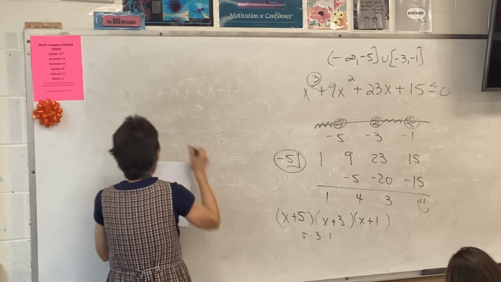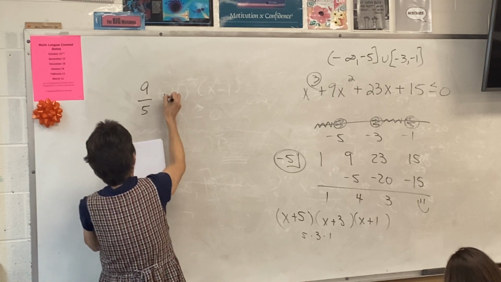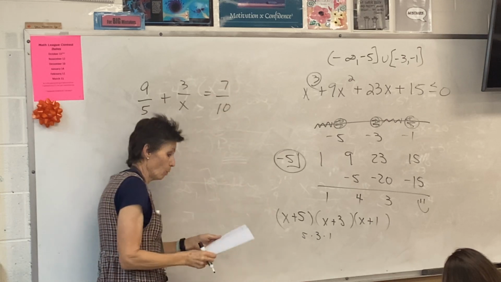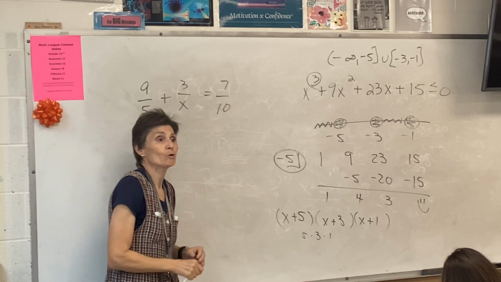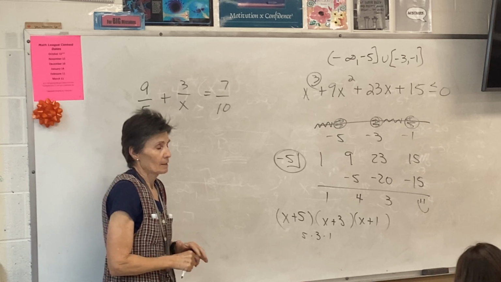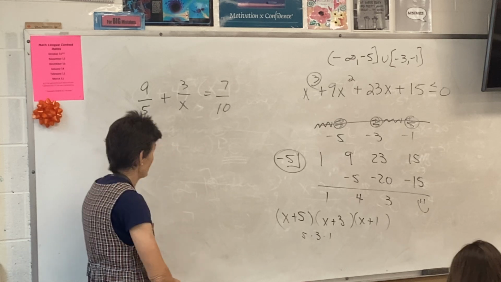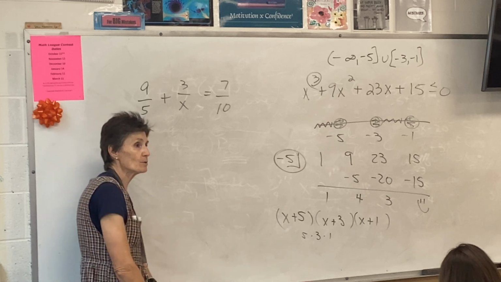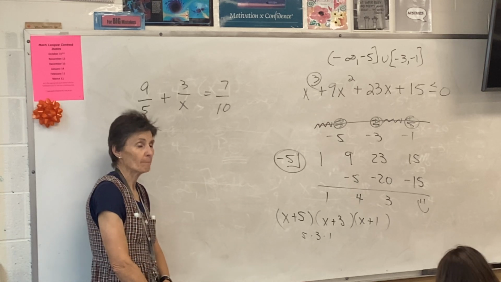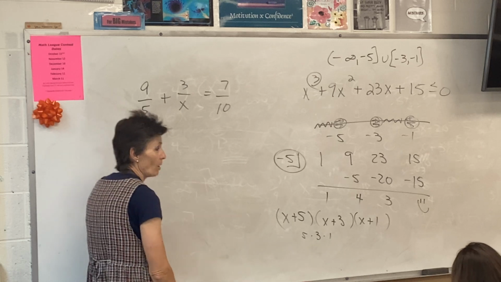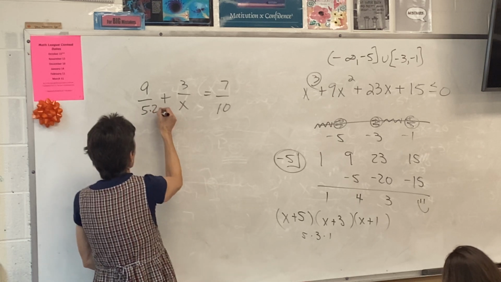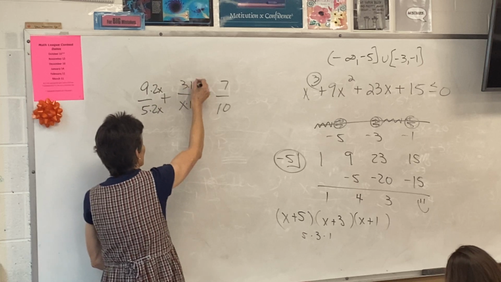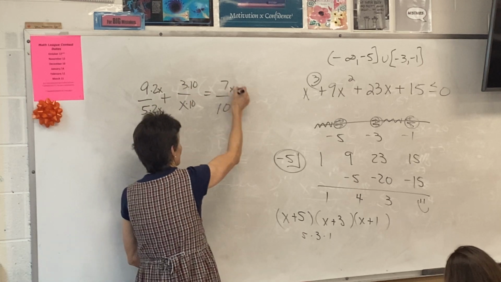Now we have an equation. What's our strategy with an equation? Common denominator, which will be 10x. Could I use a different common denominator? Yep. 10x would be the smallest one. So times 2 times 10 times x.